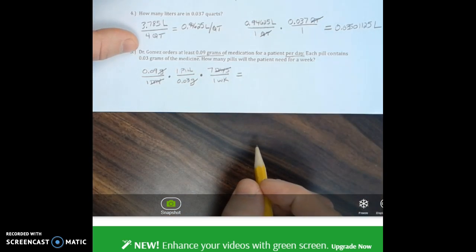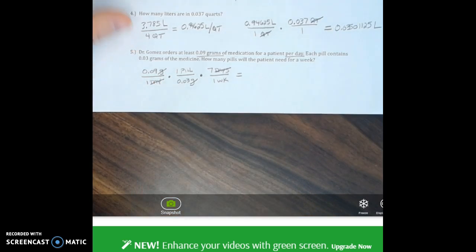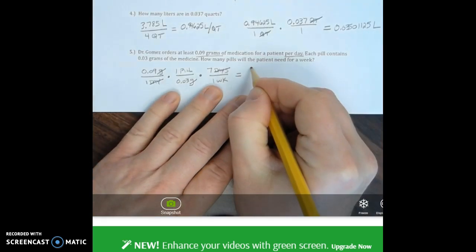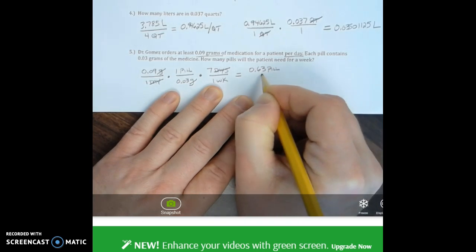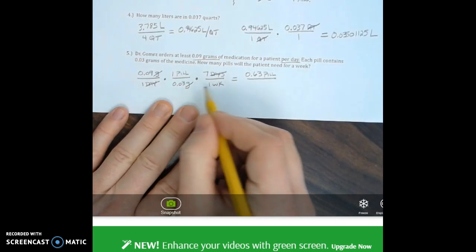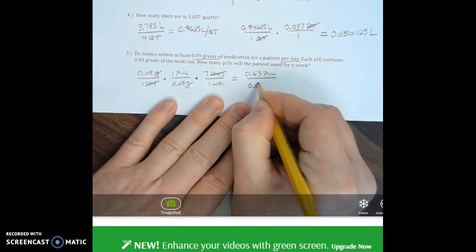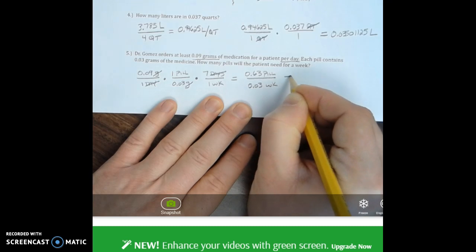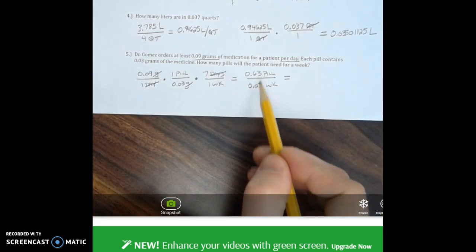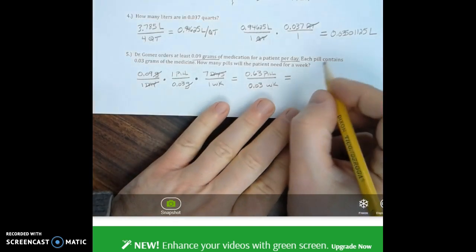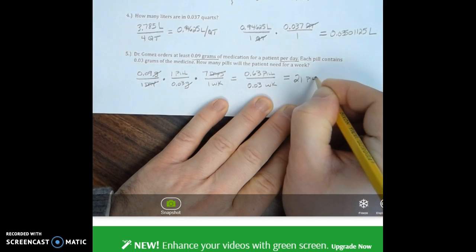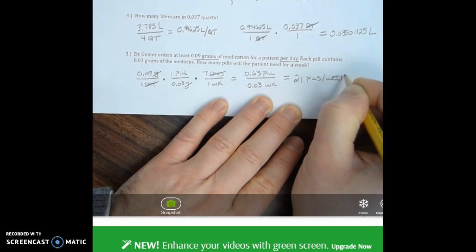Now I can do my multiplications. I'm going to have 900 hundredths times the 7, and when we multiply 900 hundredths by 7, that gives me 63 hundredths, and the units up here are pills. In the denominator, I have a 1 and 1, but I still have that 3 hundredths, and that's in my weeks. To figure out how many pills per week, I'm just going to do this division: 63 hundredths divided by 3 hundredths, and that gives me 21 pills per week.